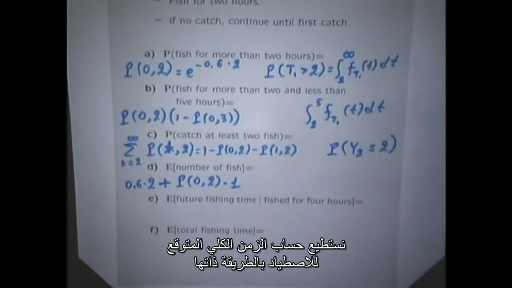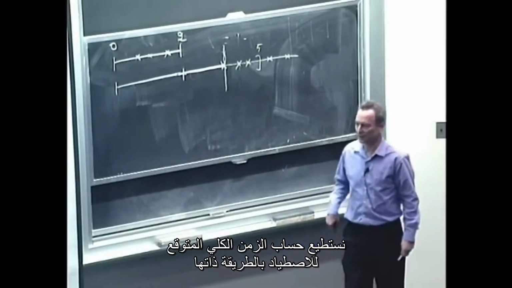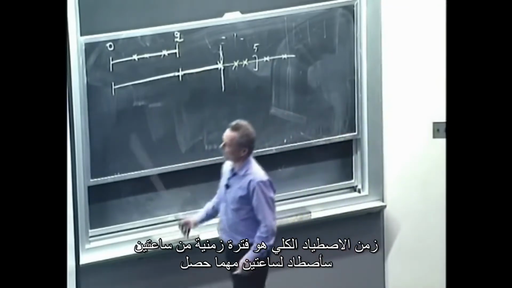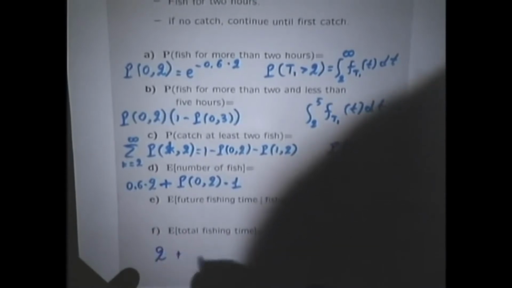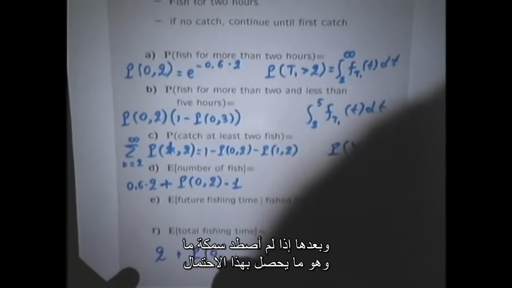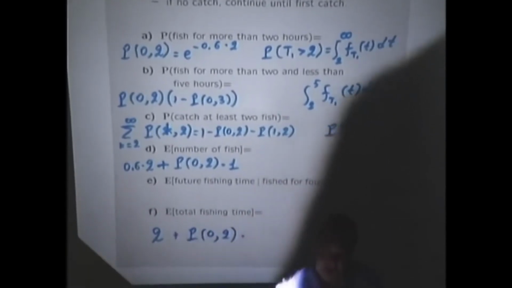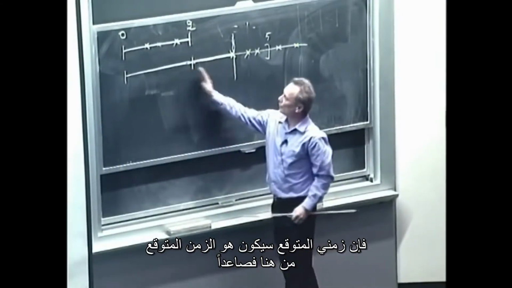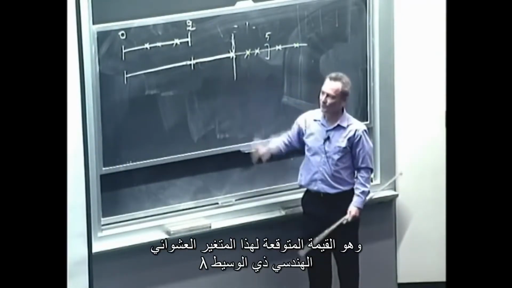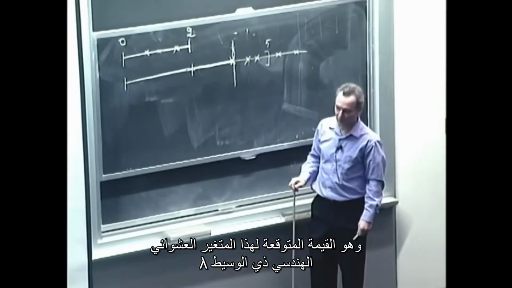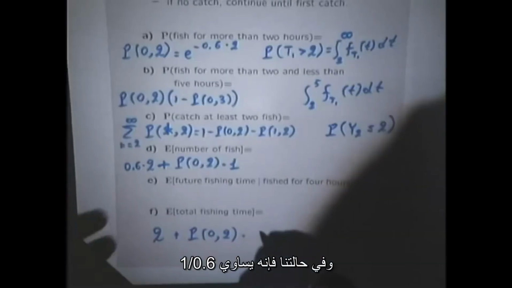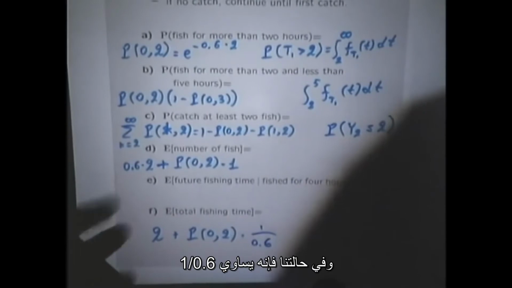The expected total fishing time we can calculate exactly the same way. I'm jumping to the last one. My total fishing time has a period of 2 time steps. I'm going to fish for 2 time steps no matter what. And then, if I have caught 0 fish, which happens with this probability, my expected time is going to be the expected time from here onwards, which is the expected value of this geometric random variable with parameter lambda. So the expected time is 1 over lambda. And in our case, this is 1 over 0.6.